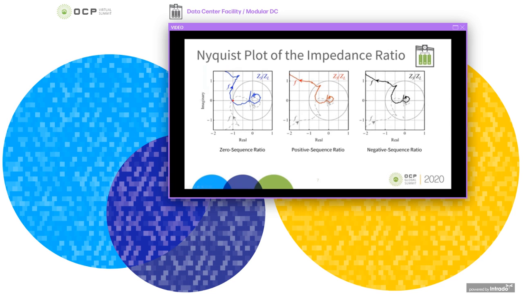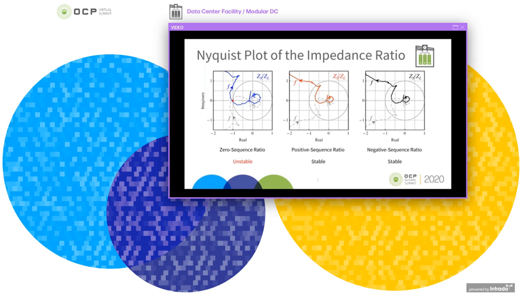In Nyquist theory, the impedance ratio of the plot should stay away from the -1, 0 point here. That doesn't happen for the zero sequence plot. The positive sequence plot in red and the negative sequence in black both stay away from the -1, 0 point, but the zero sequence does not, and it actually goes around the critical point, which causes instability.